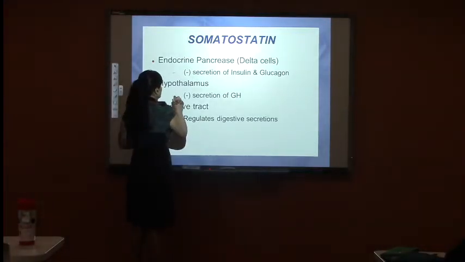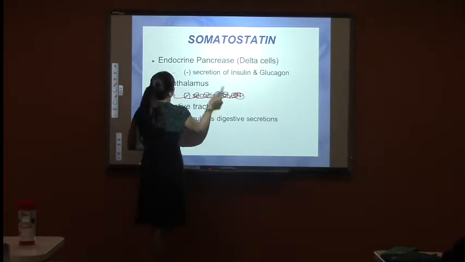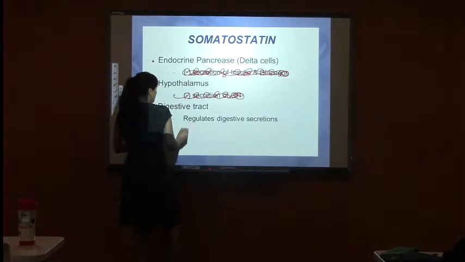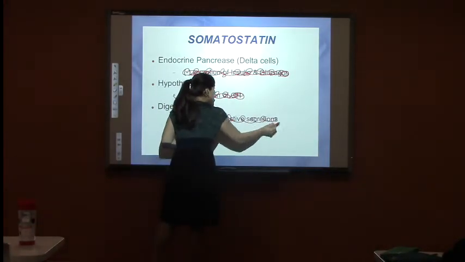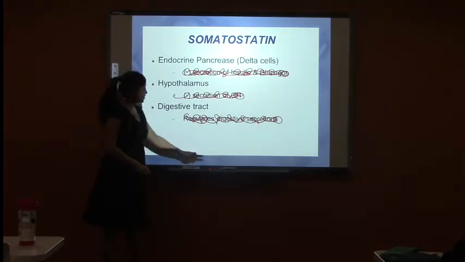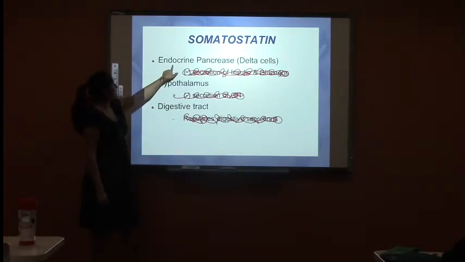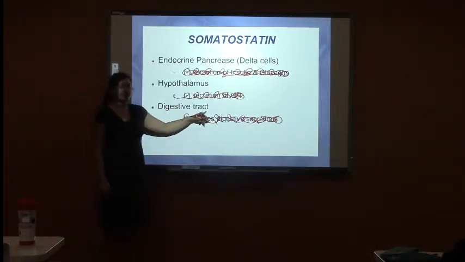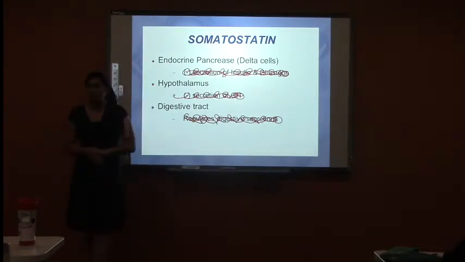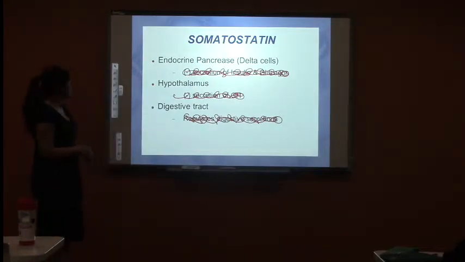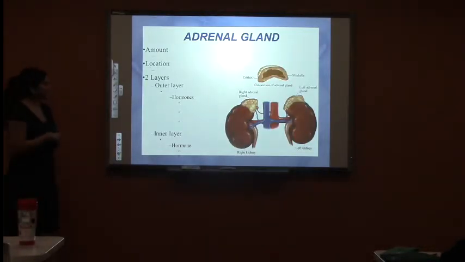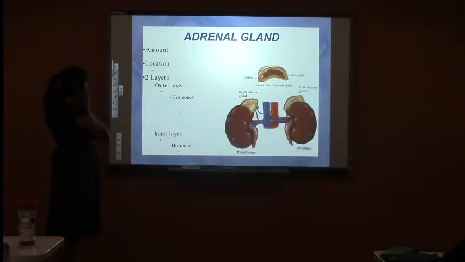Okay, you don't need to know this part. The only thing you need to know is somatostatin is released by the endocrine part of the pancreas, delta cells. It's also released by the hypothalamus, and it's also released by the digestive tract. So those are three places where it's secreted. Okay. I'm not expecting you to know the function.